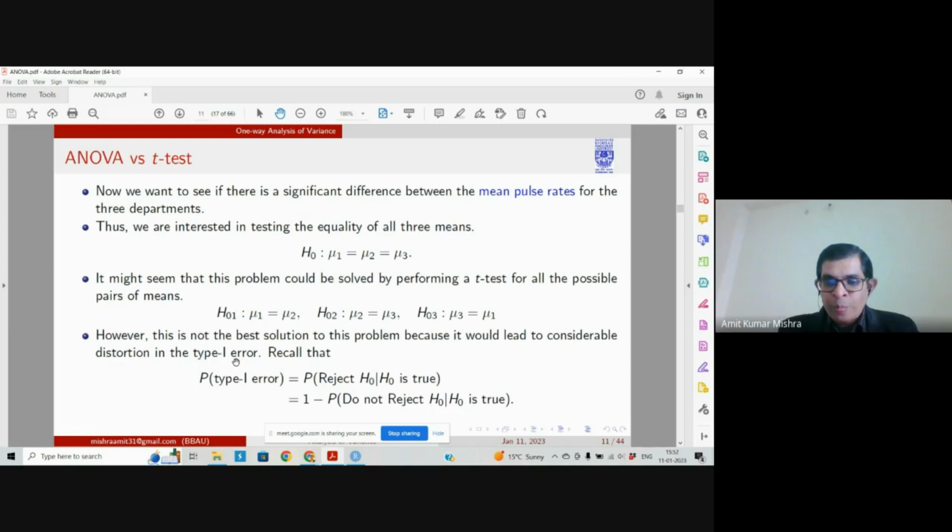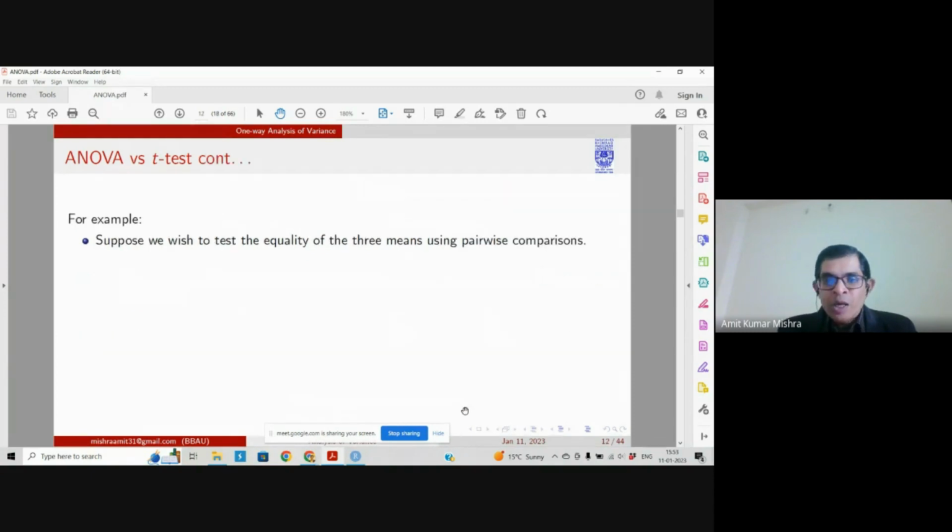You recall that type 1 error is committed if you reject your null hypothesis when it is true. That we know is the type 1 error. So the probability of type 1 error will be the probability of rejecting H0 when the null hypothesis is true. And of course, it will be the same as 1 minus the probability of not rejecting H0 when H0 is true. Now, assume we wish to test the equality of three means using pairwise comparison.